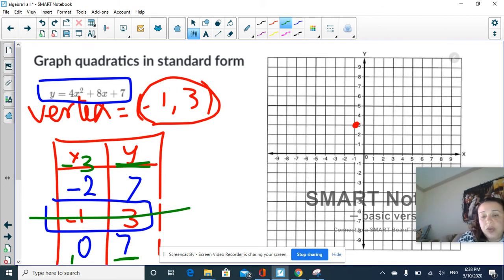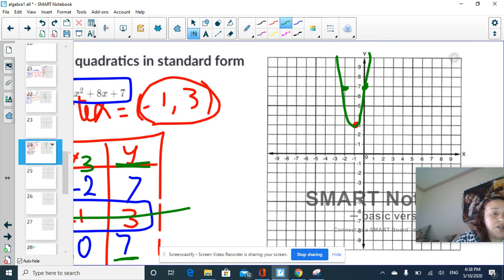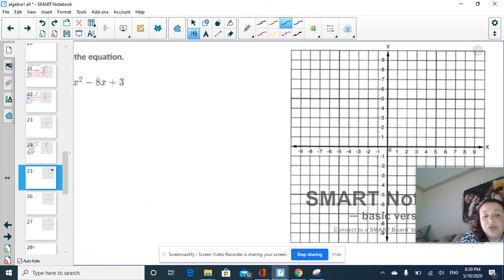Let's graph these points. Negative 2 comma 7, negative 2 goes to 7, and 0 goes to 7. Okay, the function will look like this. It's a parabola that opens up. I will start the second one and I will let you complete it.